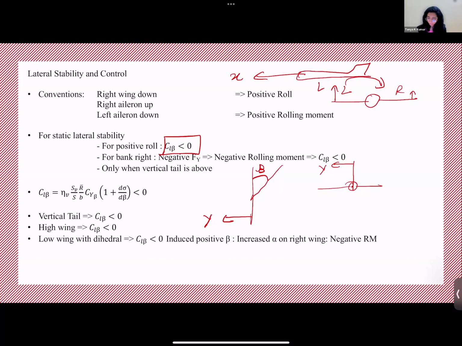Just try looking at it again. So it produces this moment, right? And this is from the back. So this is your vertical tail. So it produces this. Right wing going down is positive roll. Is this moment right wing going down?